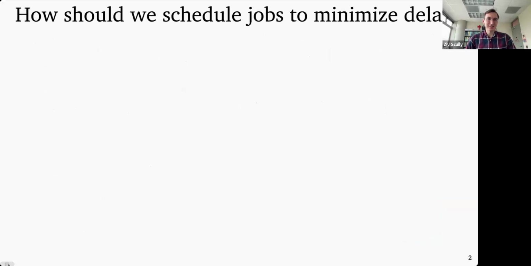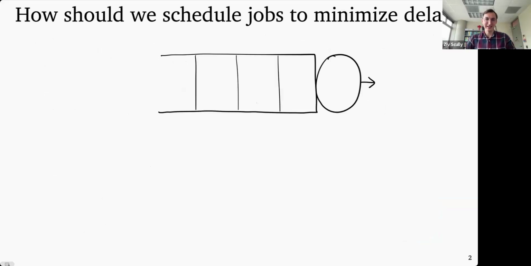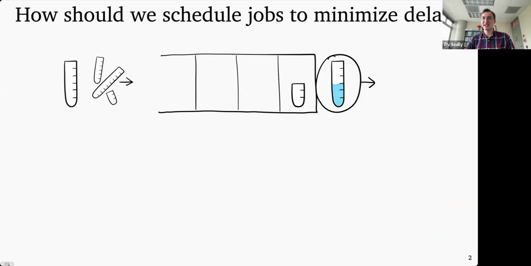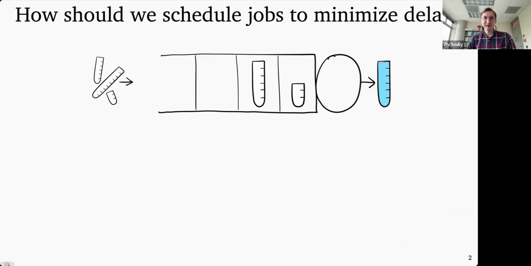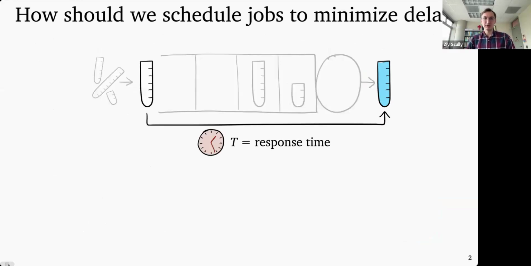So we're going to study a fundamental question in queuing, which is how should we schedule jobs to minimize delay? First, let's just get oriented with what this means. We're just going to stick to single server queues today. We've got jobs arriving over time. I'm going to represent jobs as test tubes, where the height of the test tube is the size, that's how much time it needs to be served. The main thing we're concerned about is delay, how long it takes a job to make its way through the system. We're going to call this quantity response time, denoted T. T is the amount of time it takes a job between entering the system and leaving.